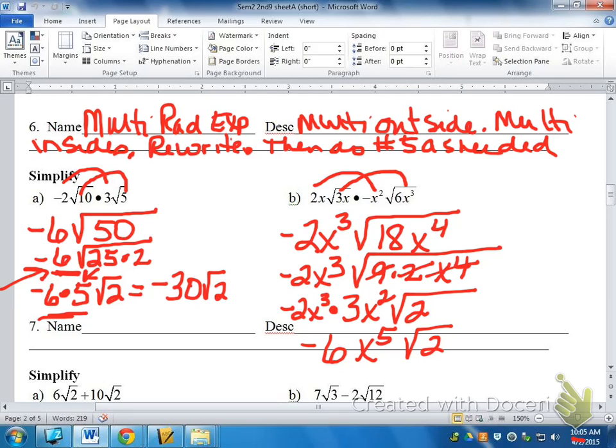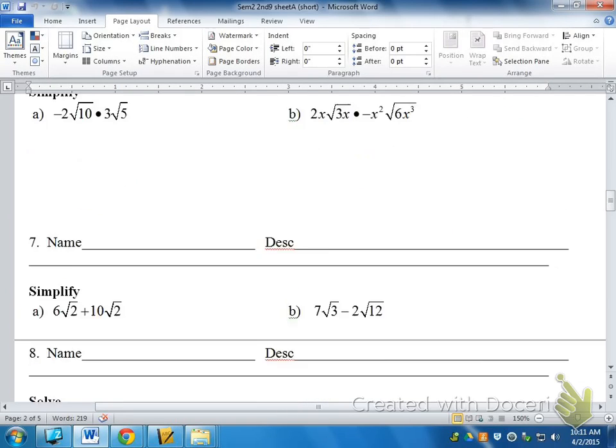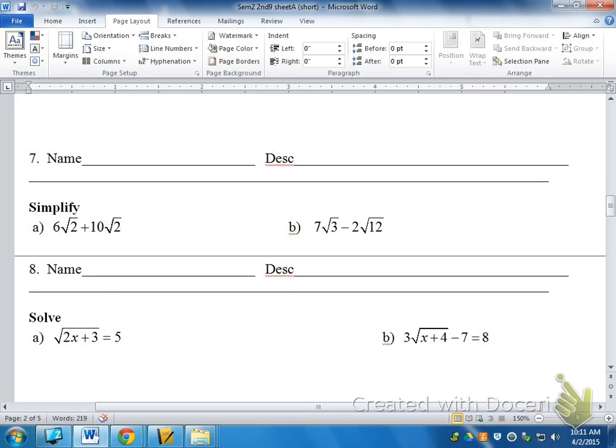Anybody still writing the red? All right. Number 7. Number 7. Okay, so we're doing more with radicals. That's kind of keeping with the same theme here. Number 7 says combine radical expressions.